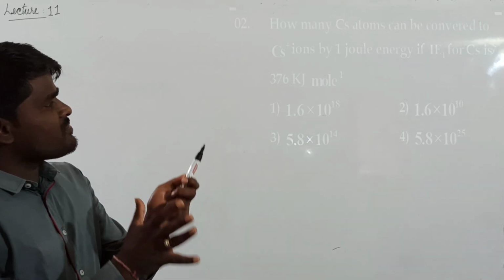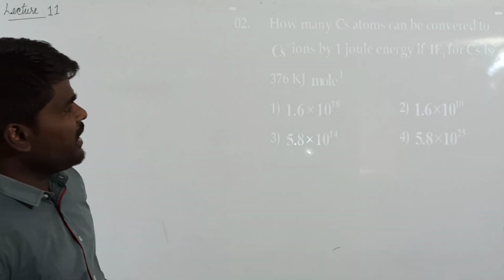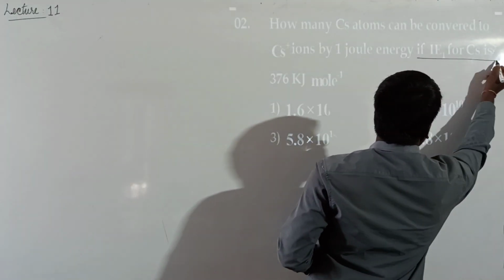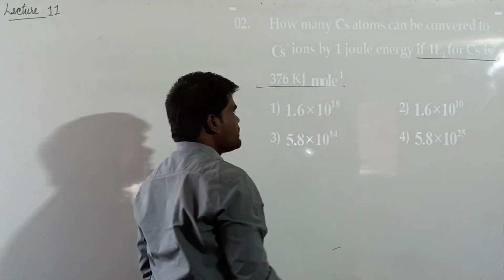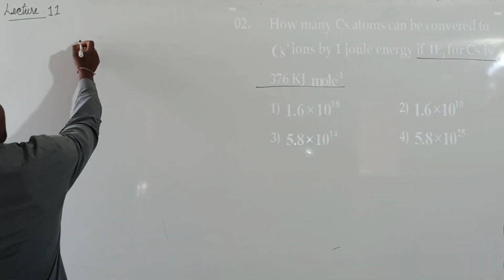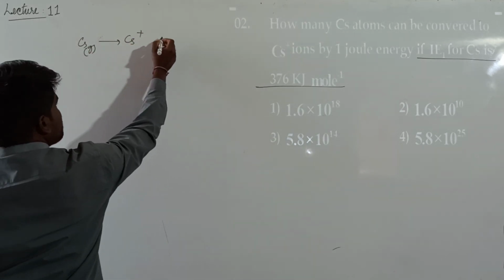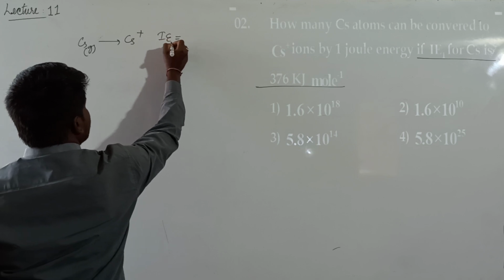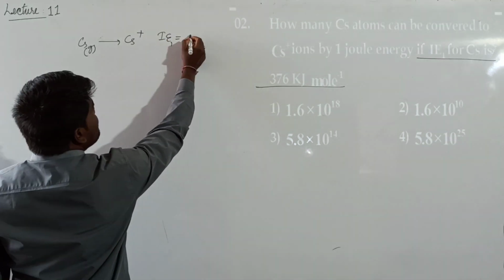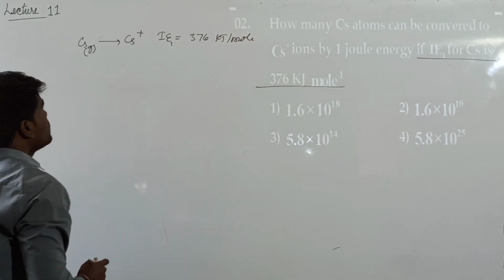How many cesium atoms can be converted into cesium ions by 1 joule of energy if the first ionization energy of the cesium is 376 kilojoules per mole? What is meant by first ionization energy of cesium? When 1 mole of cesium gaseous atoms is converted into cesium plus, the first ionization energy is given as 376 kilojoules per mole.